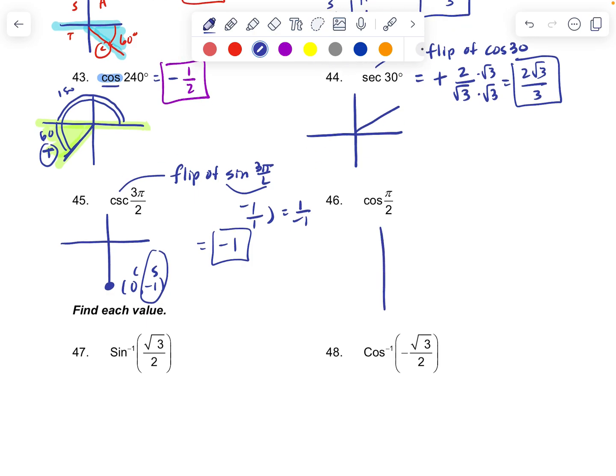All right, same thing with number 46. Pi over 2 is right up here. That point is (0, 1). It is not in a quadrant. This is your cosine. This is your sine. Cosine up there is a big fat 0.